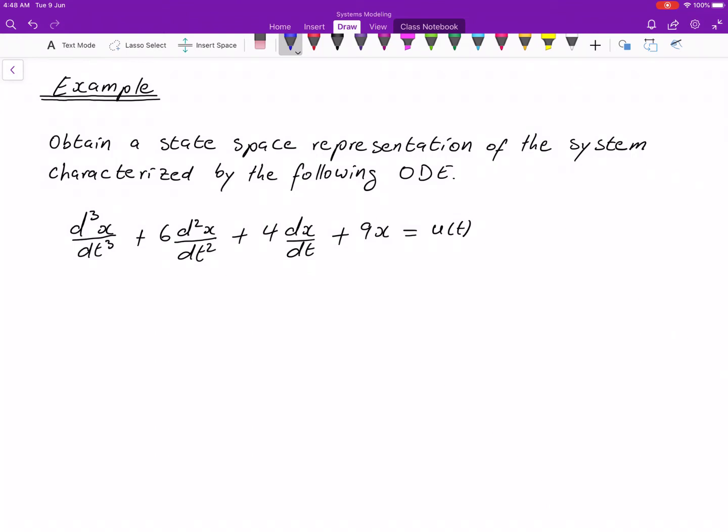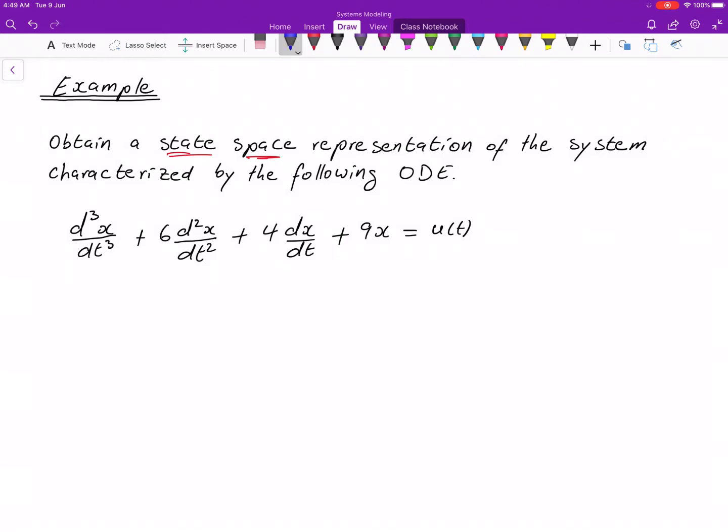Consider the following example. Here we are given a third order differential equation and we are asked to find the state space representation of this equation. The easiest way I prefer doing an equation like this is to change dx/dt into x dot, x double dot, etc. You can work on it straight away the way it is, but let me change this a little bit, then we can go further.